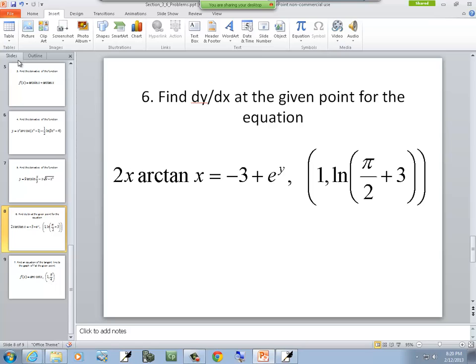We're going to first find our derivative. Now after we find our derivative, then we'll plug in our given point for x and y in this case. And that's going to give us our value.